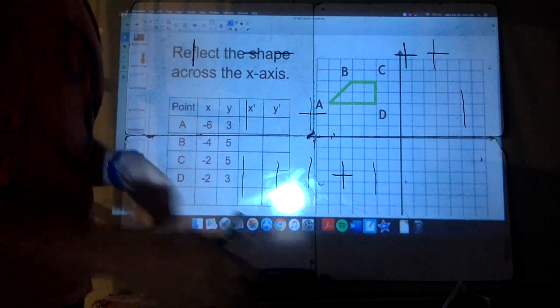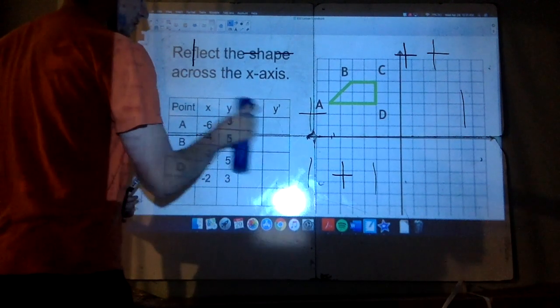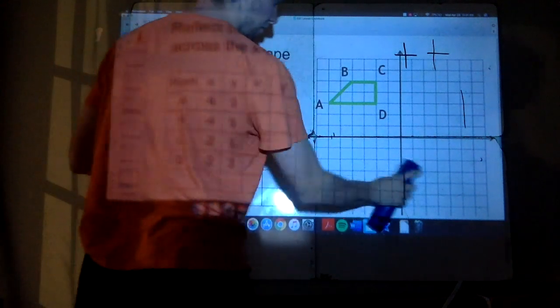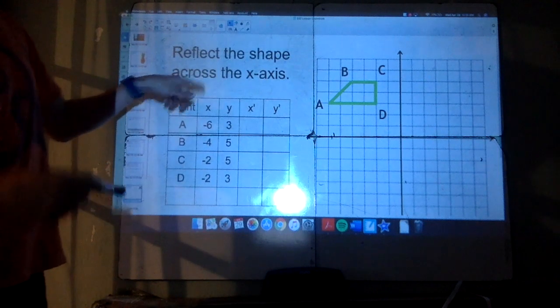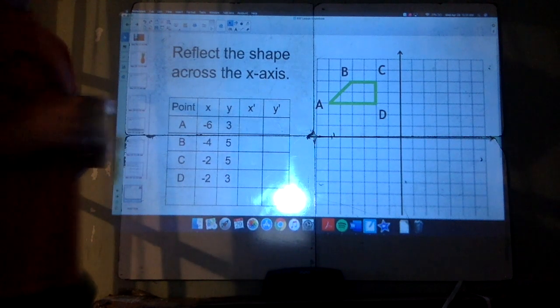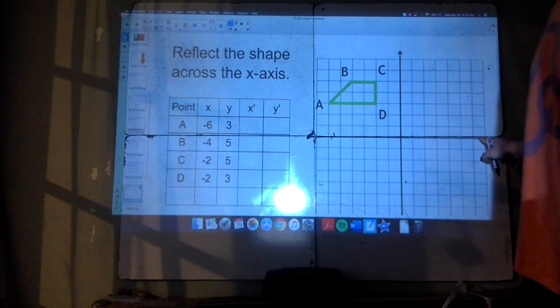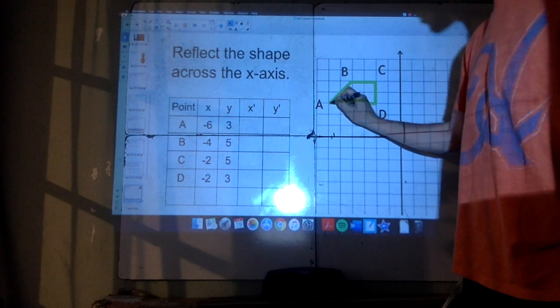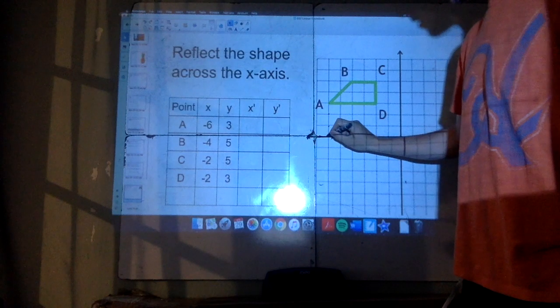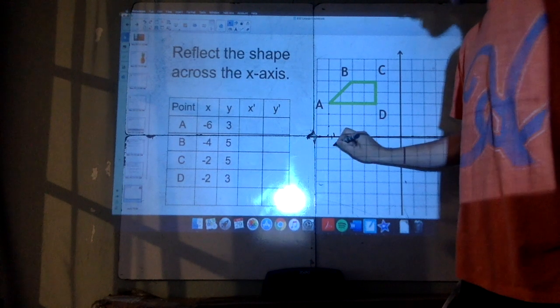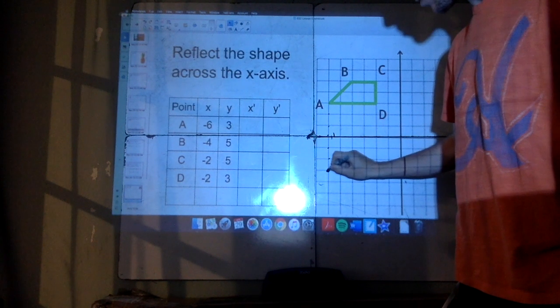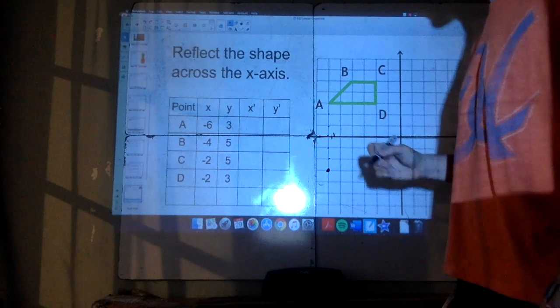All right, so now we're doing some reflections just to close out today. We did translations, which was just sliding the shape around. Now we're going to do a reflection. We're going to reflect the shape across the x-axis. The x-axis is this line right here. And how we do that is we go from A, we count 3 dots to the x-axis. So we're going to count 3 dots past the x-axis.